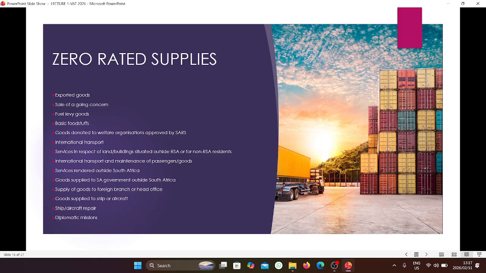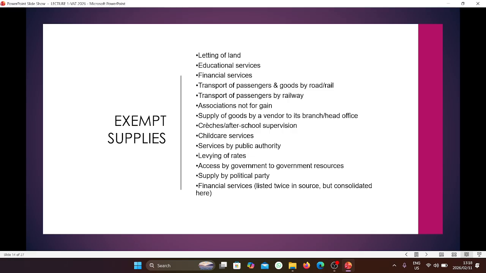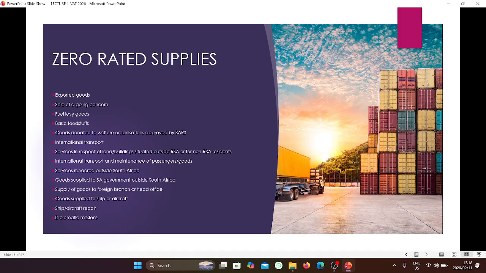Zero rated supplies. This is a list of the zero-rated supplies, a very comprehensive list. There is also another list in the textbook, the Haupt textbook. It's very important that you go through it. But the most testable things are exported goods, sale of a going concern, fuel levy goods, basic foodstuff, and international transport. These are the ones that I've seen a lot since my second or third year.